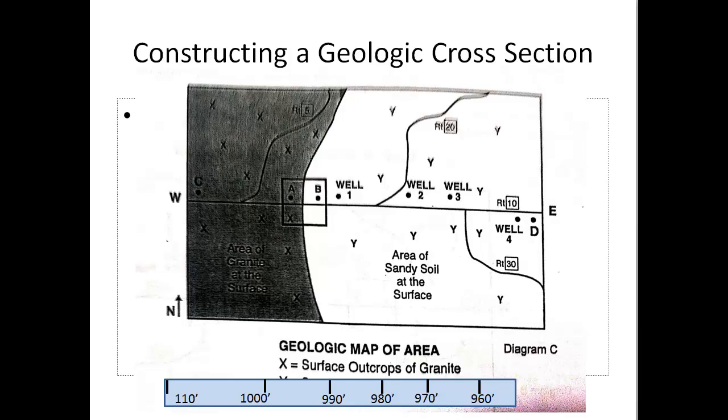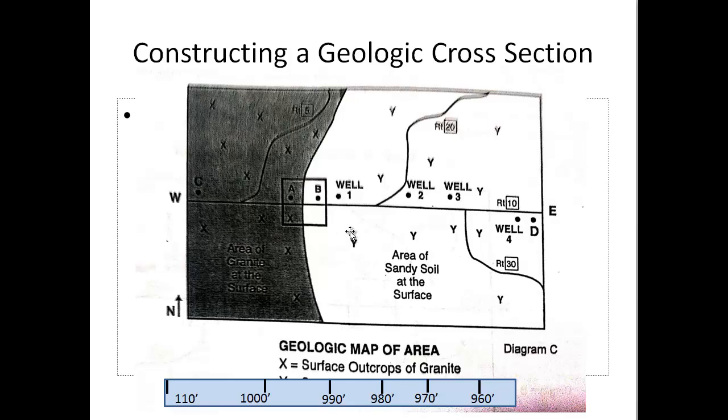Fortunately, we have several other wells that have been drilled in the area at locations 1 through 4. From the well data, we know the depth below the surface to the granite body at each location. So for the sake of simplicity, we'll assume that the surface is the same everywhere, 1,000 feet.